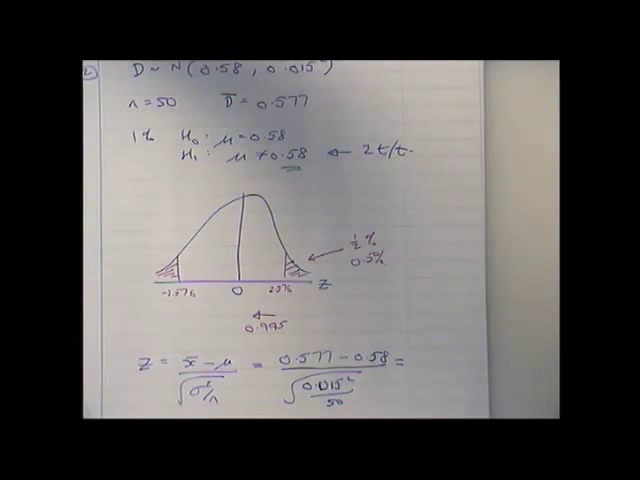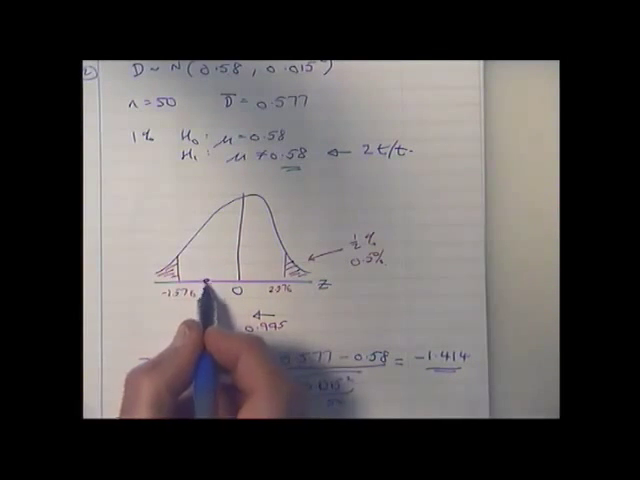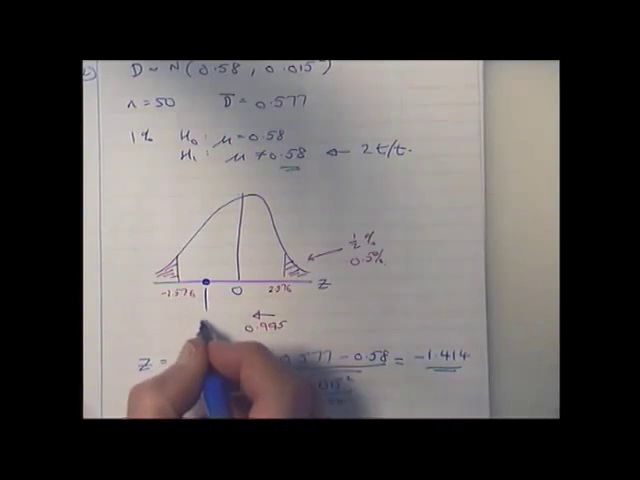Shout out a Z value, somebody, when you've got it. Minus 1.414, I've got written down here. Okay. Where is that on our diagram? It's here somewhere. That's where minus 1.414 is.